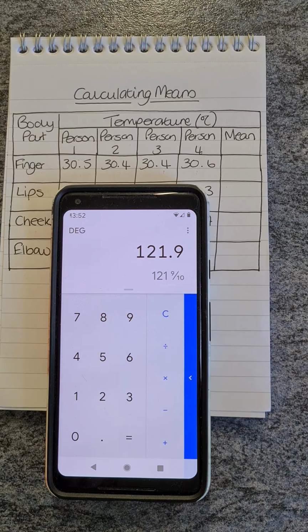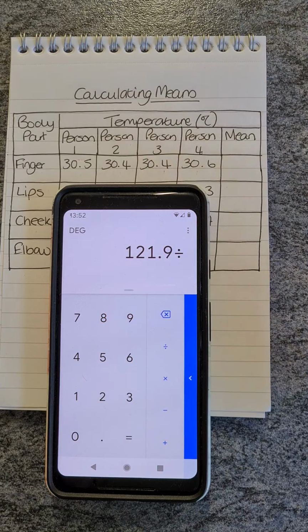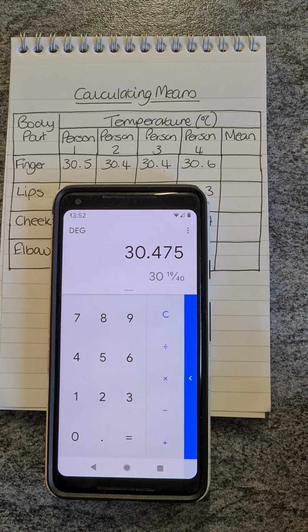121.9. And then it's important that we divide that value by the number of values we added together, which in this case is 4. So we divide by 4. And that comes to 30.475.